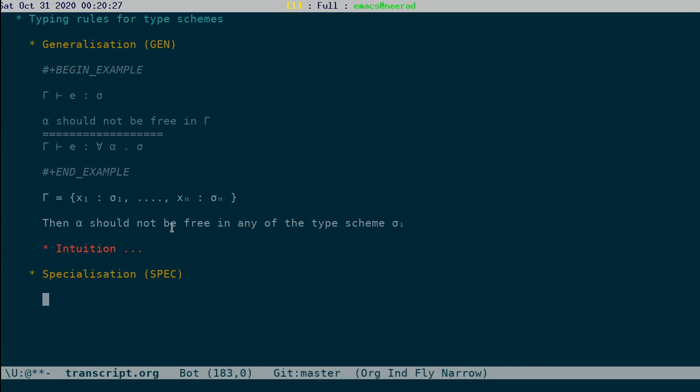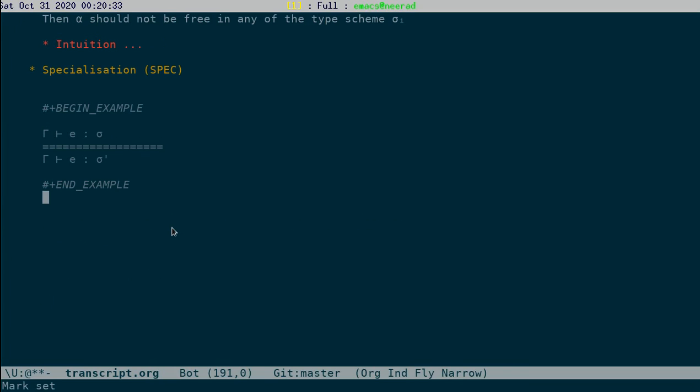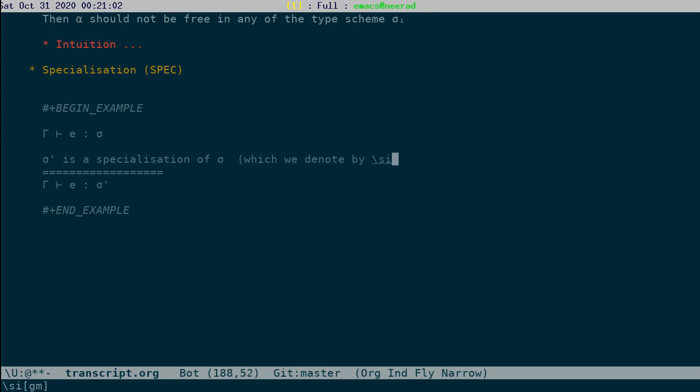While the generalization rule allowed us to generalize the type of E, the specialization rule allows us to do the opposite. The specialization rule is as follows. Let's say under the assumption gamma we derive E has type sigma, then under the same assumption we can derive E has type sigma prime, provided we have this condition that sigma prime is a specialization of sigma, which we denote by sigma prime is less than or equal to sigma.